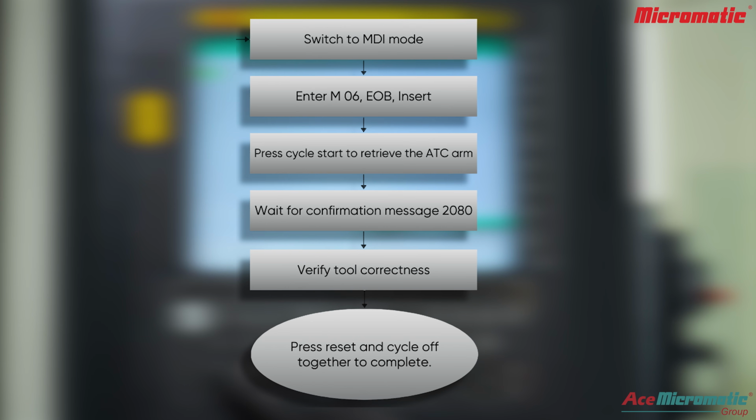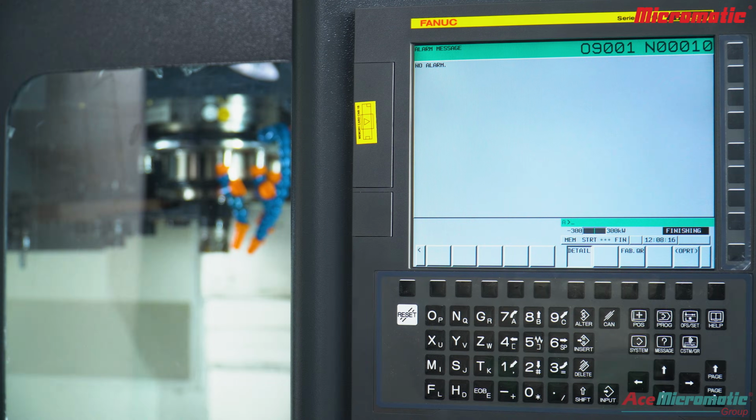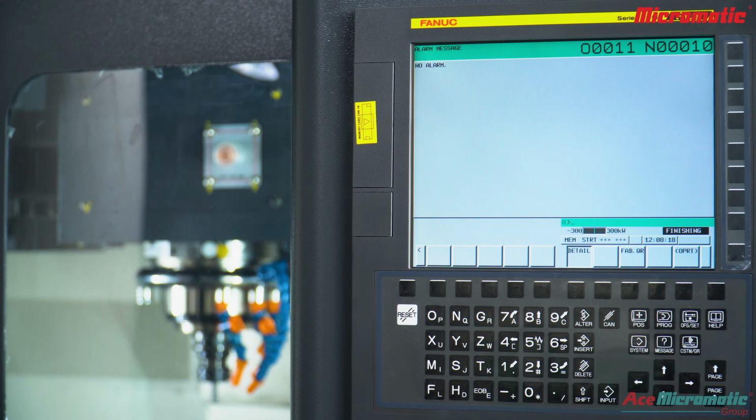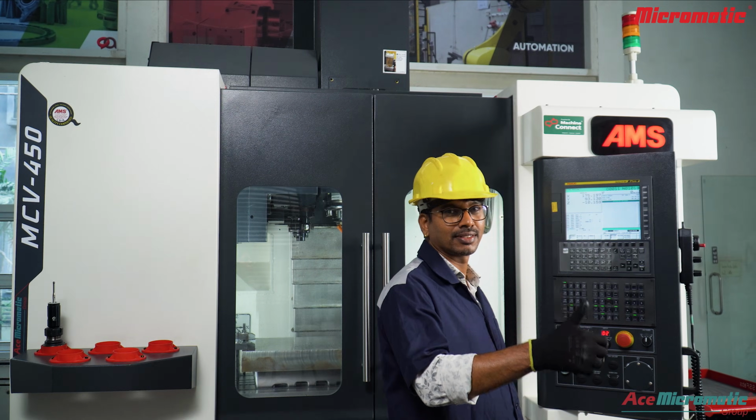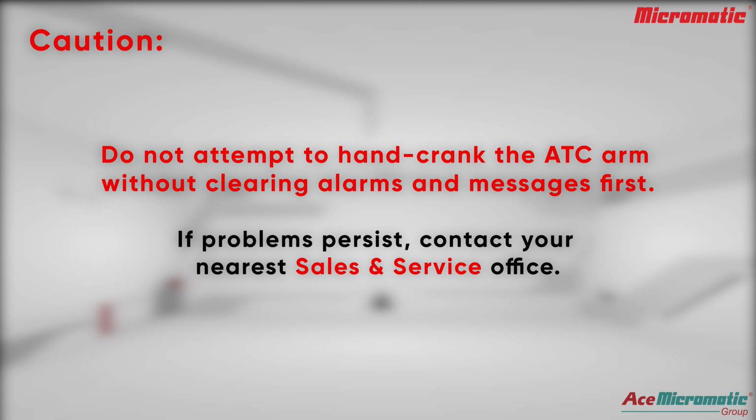Once the alarms are cleared, proceed to the common recovery main flow steps, starting with switching to MDI mode, as detailed in the flowchart. With the ATC reset completed, the machine has resumed smooth, stable operation. Never hand crank the ATC arm until alarms are cleared. If problems persist, contact your nearest sales and service office.